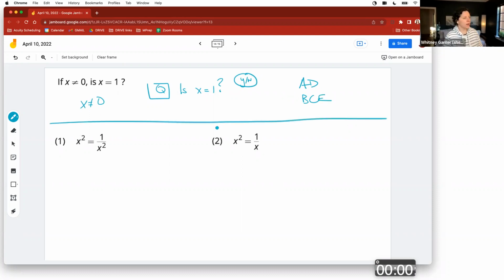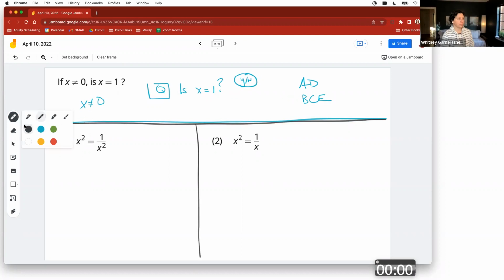So step 1, we'll take a look, and I'll maybe do it in black so it's easier to see. Let's start with statement 1. Step 1, I'm going to try and rephrase. So I'd get this on my paper, but then I would try to rephrase it. I don't like variables in denominators if I can help it. And so in this case, it's an equals, so I can multiply by whatever I want. So I'll actually multiply both sides by x squared. So x squared to the left becomes x to the 4th. And then x squared times 1 over x squared just becomes 1.